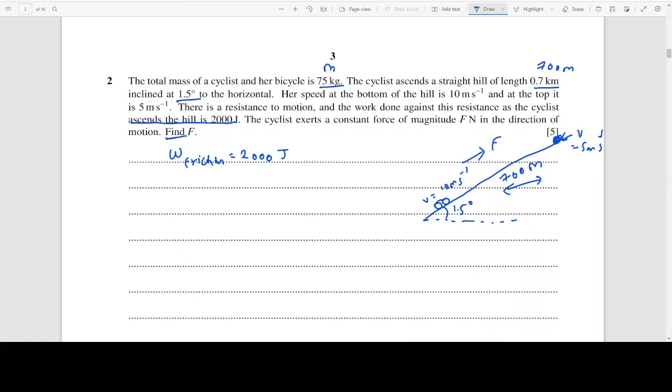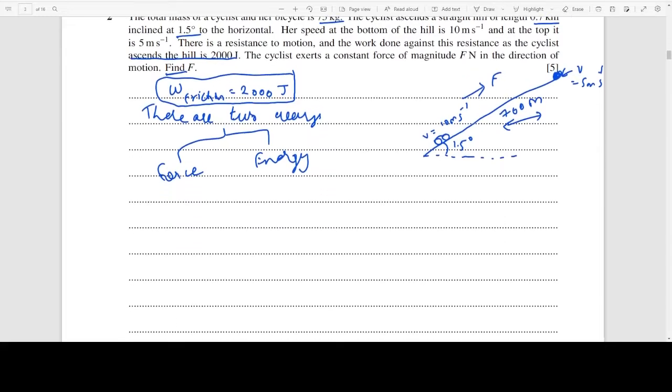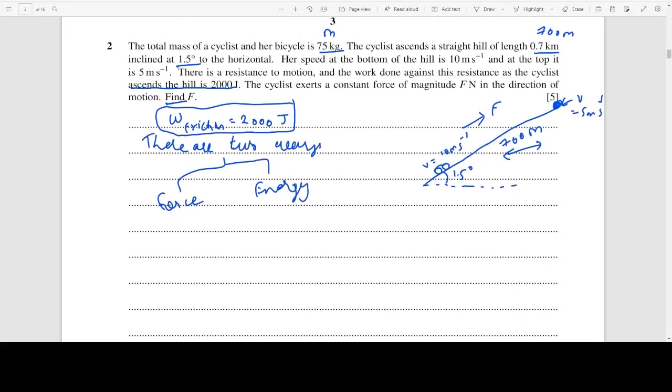So I think, guys, there are two ways to solve this. One is using the force method, and the other is using energy. But I guess in this case, the energy method would be a bit simple, because we already have this work done against friction, which is 2000 joules. So all we have to do is just form an equation and conserve energy.